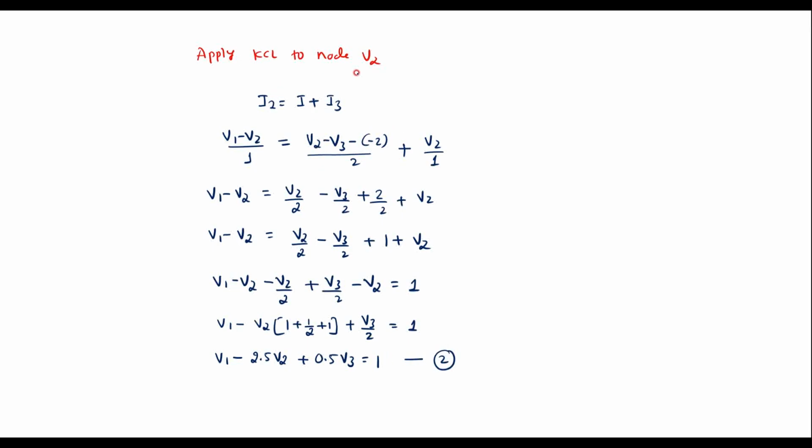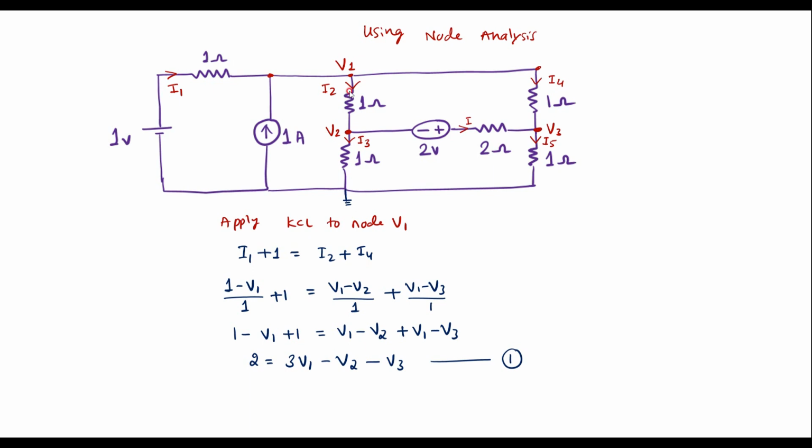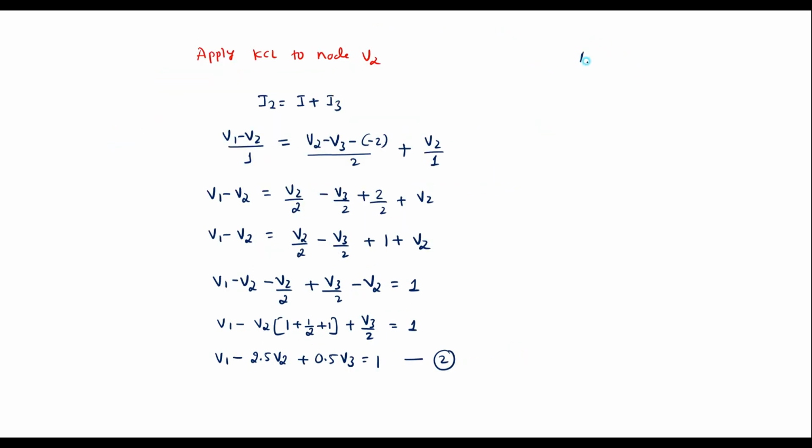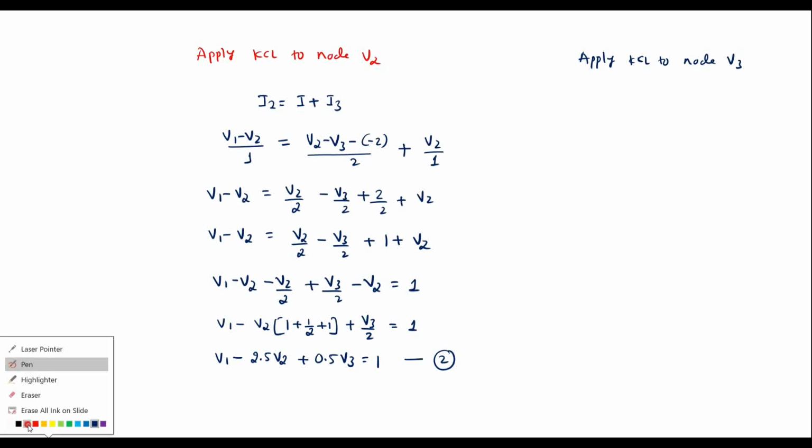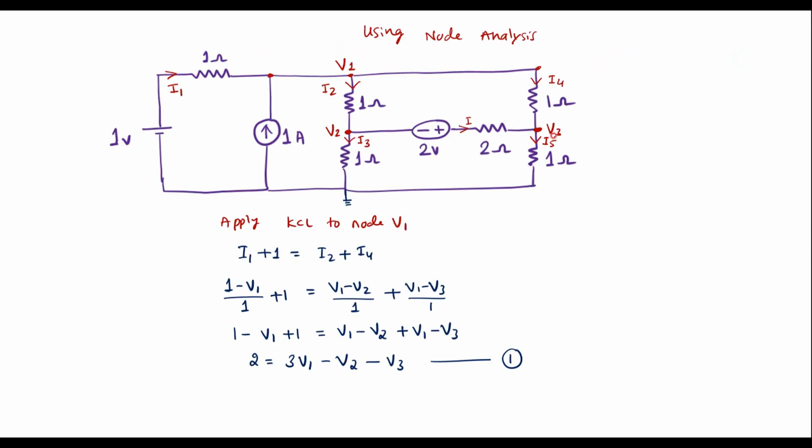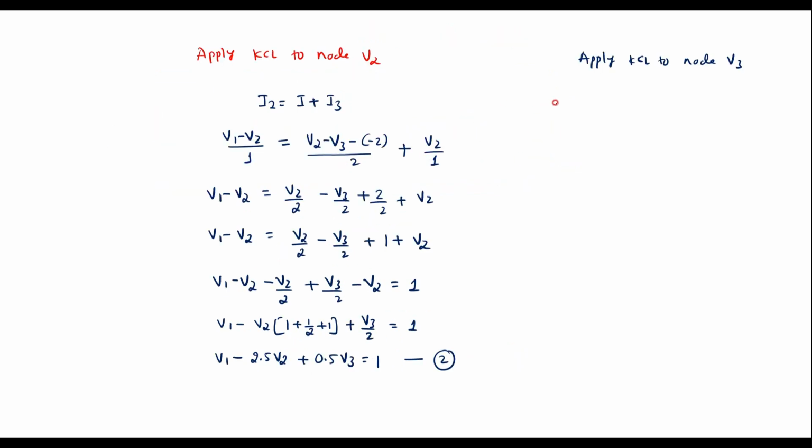So now similarly apply KCL to node V3. So here in node V3, current I is incoming, I4 is incoming, I5 is outgoing. That is I plus I4 is equal to I5.